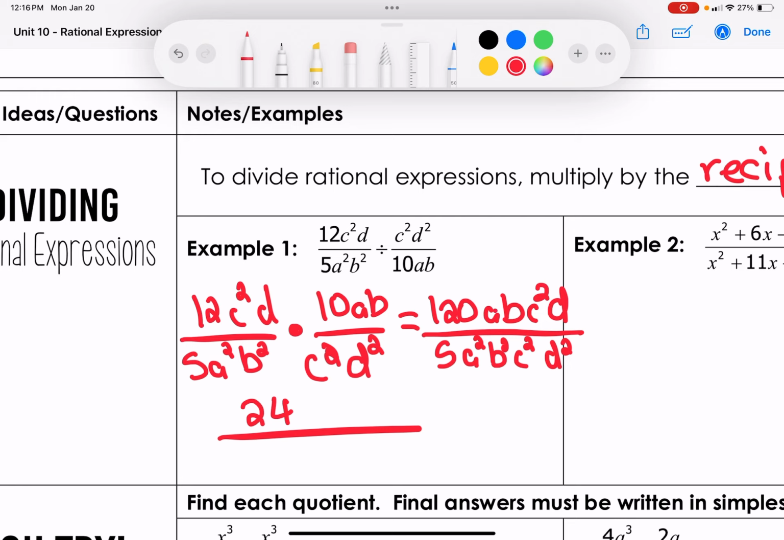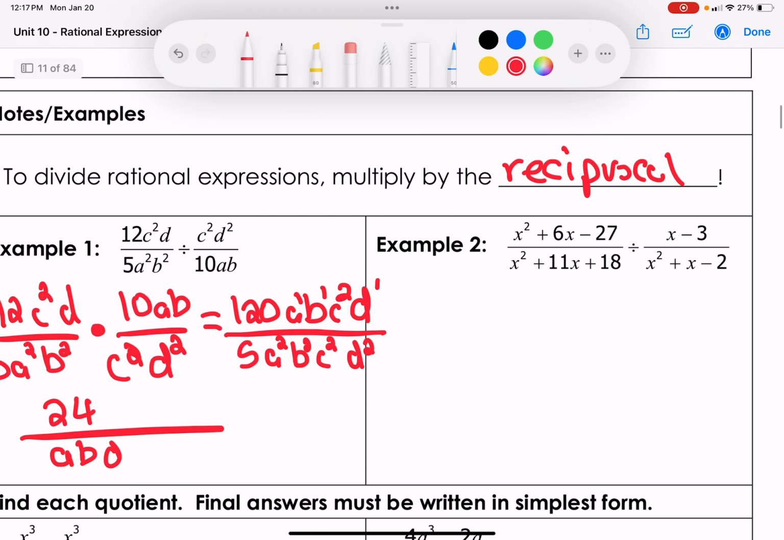So a squared, so it's a to the first power over a squared. That's going to just give me an a in the denominator. b to the first power over b squared is just going to be a b in the denominator. I got c squared over c squared, that cancels out the c. And I got d to the first power over d to the second power, which is going to be d. So my answer should be 24 over abd.